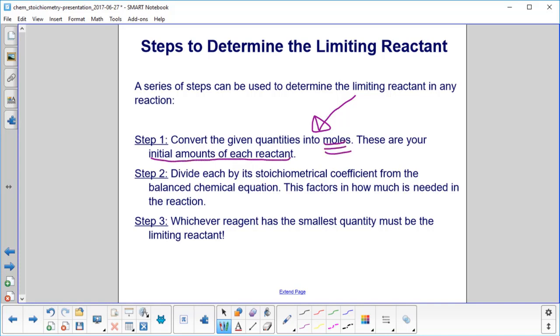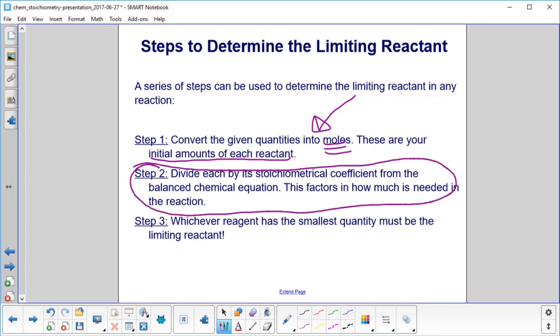Divide each one of them by its stoichiometrical coefficient, well, that's just the number in front of the molecule or the chemical, from the balanced chemical equation. This factors in how much you need for the reaction. Whichever reagent has the smallest quantity from step 2, not step 1, is the limiting reactant. It's not the one that has the least amount of moles, it's the one that has the least amount of moles divided by that stoichiometrical coefficient. And again, we have to work problems to really make this clear.